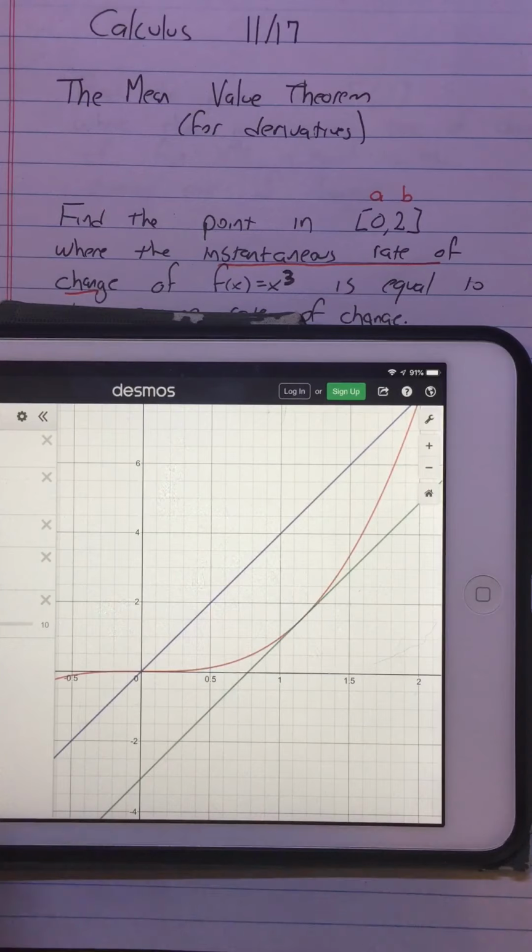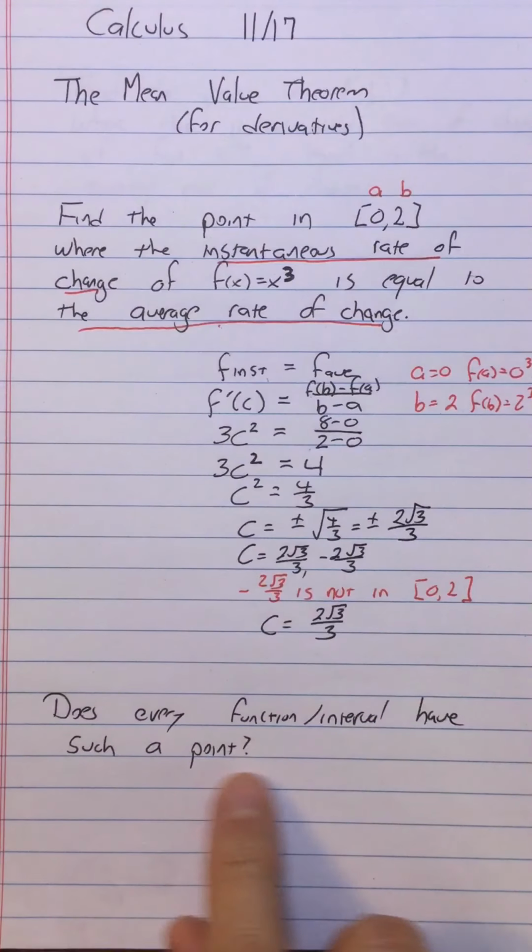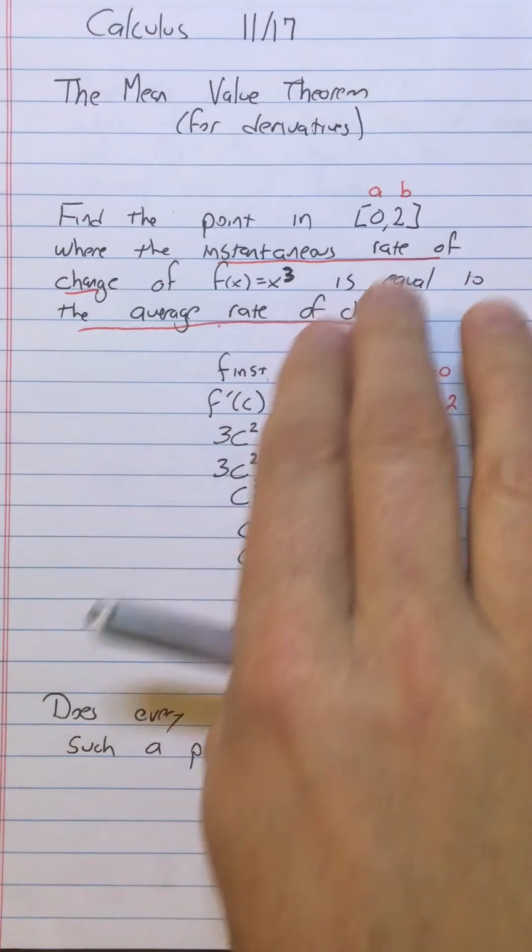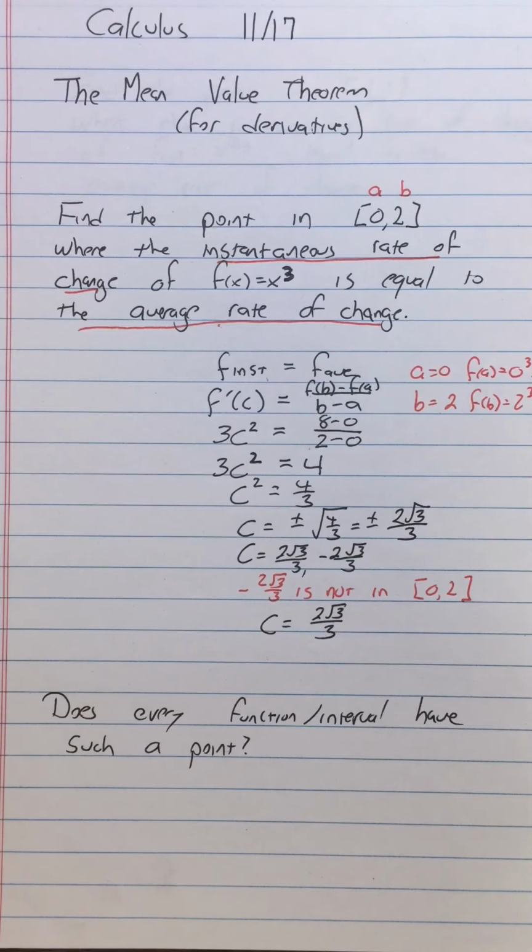All right, so now the question is, is there always a point like that? Is there always a point where the instantaneous rate is equal to the average rate of change? Probably not, or I wouldn't be asking the question. So we'll look at some examples next.